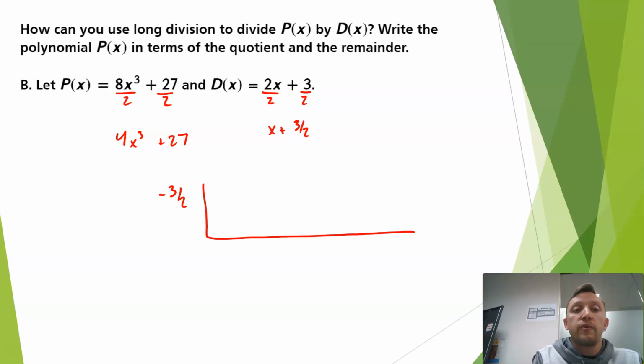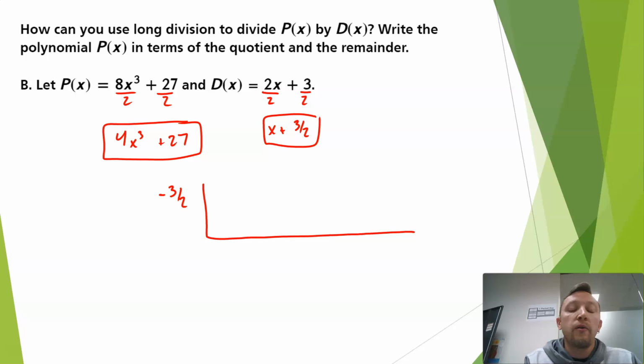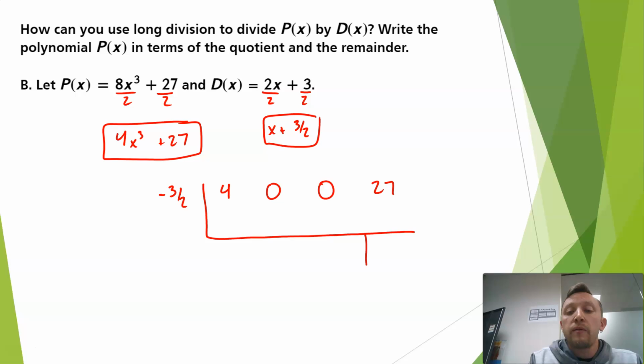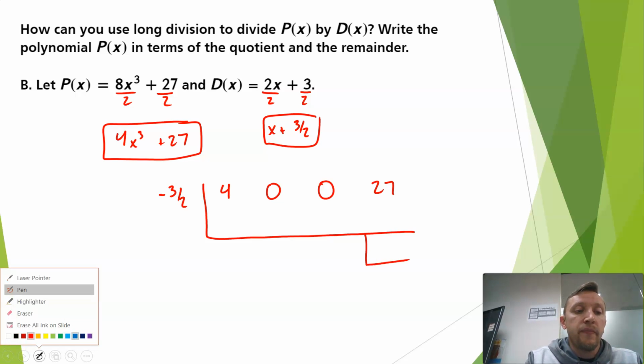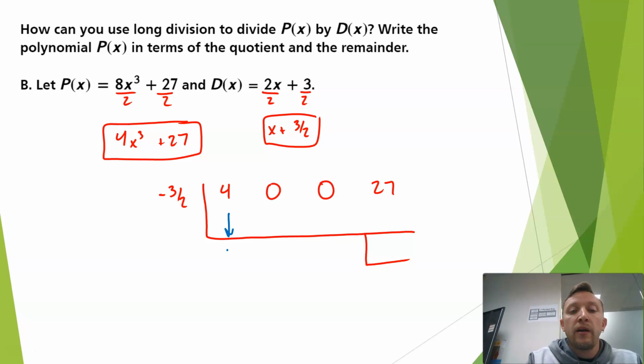Now again, we're working with this one. Okay, so this is what we're dividing. So the 4 would be our coefficient that we would put there. Then we're missing a 0x squared. We're missing a 0x, and then we have our 27. Put a box down here. Let me get a different color, it's too much red. All right, bring down the 4.